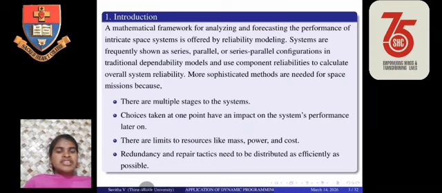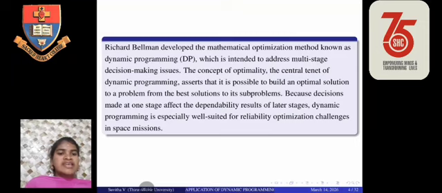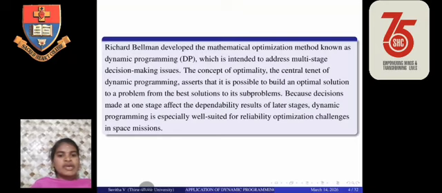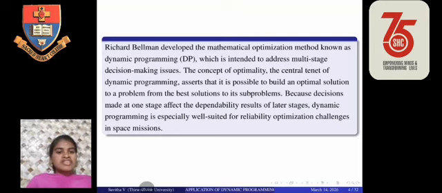Introduction. A mathematical framework for analysis and forecasting the performance of intricate space systems is offered by reliability modeling. Systems are frequently shown as series, parallel or series-parallel configurations in traditional dependability models and use component reliabilities to calculate overall system reliability. The project titled Application of Dynamic Programming Technique to Reliability Model in Space Mission presents an analytical study on the use of dynamic programming techniques to evaluate and improve reliability in space mission systems.